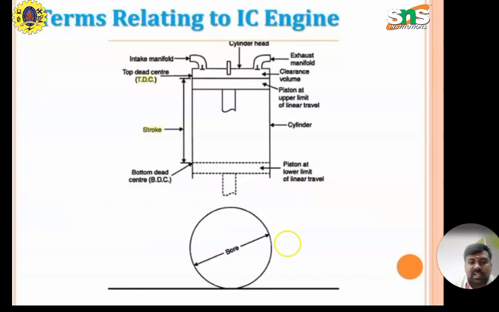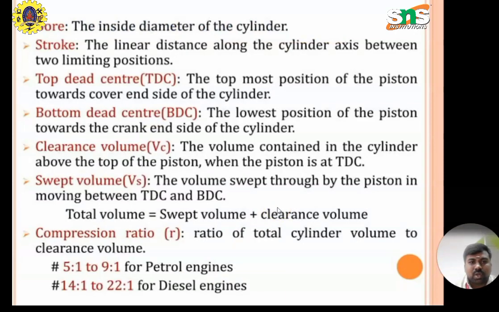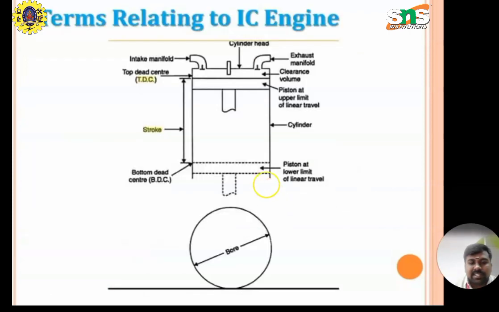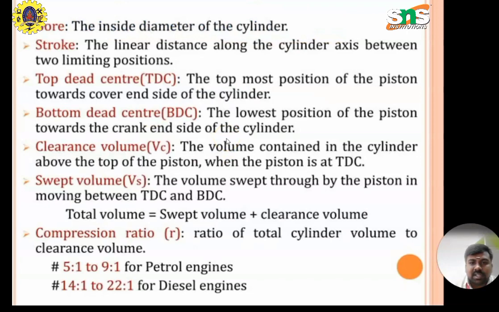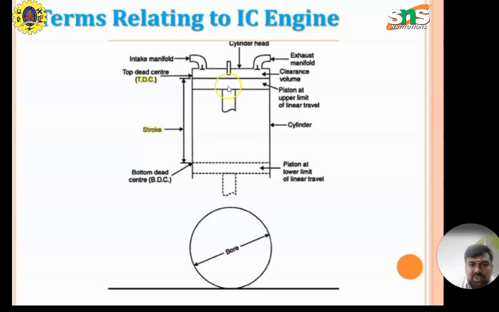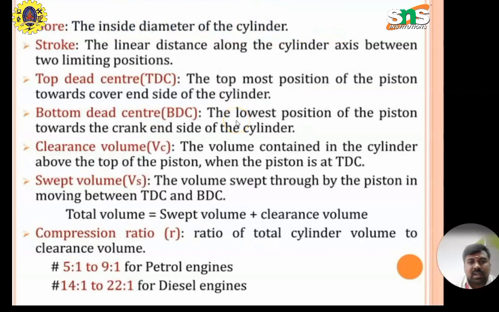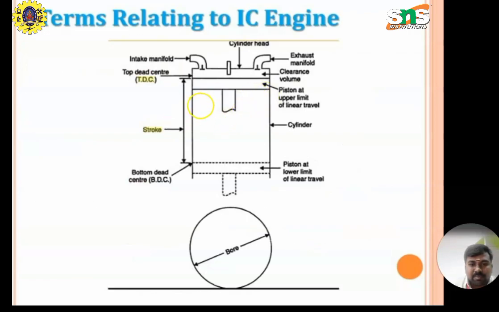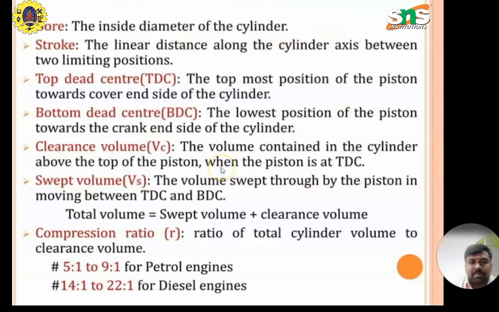Bore, it is the inside diameter of the cylinder. Then stroke, the linear distance along the cylinder axis between the two limiting positions. That means the distance of the movement of the piston from top dead center to the bottom dead center. It is called stroke. Then top dead center, it is the topmost position of the piston towards the cover end side of the cylinder. Then bottom dead center, it is the lowest position of the piston towards the crank end side of the cylinder.